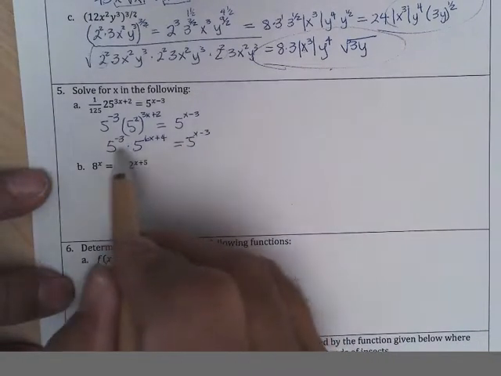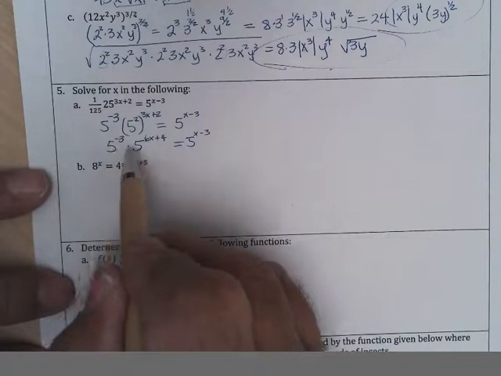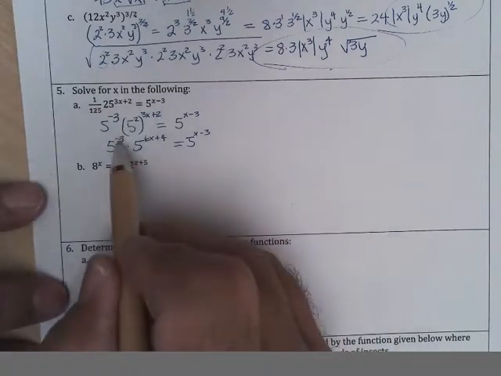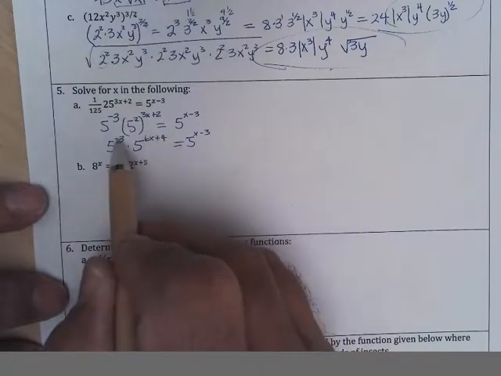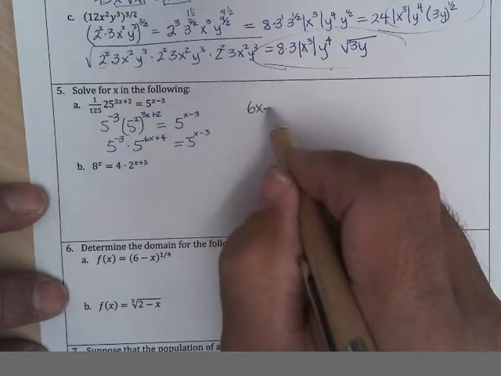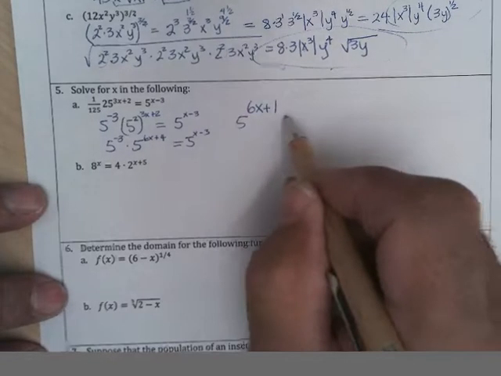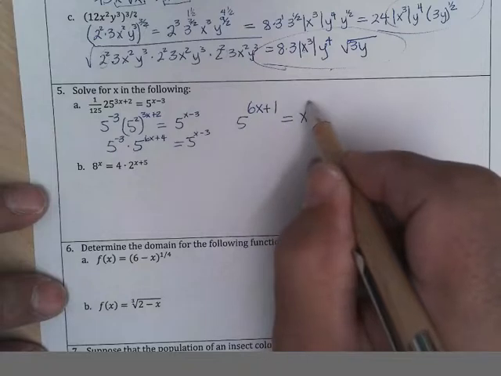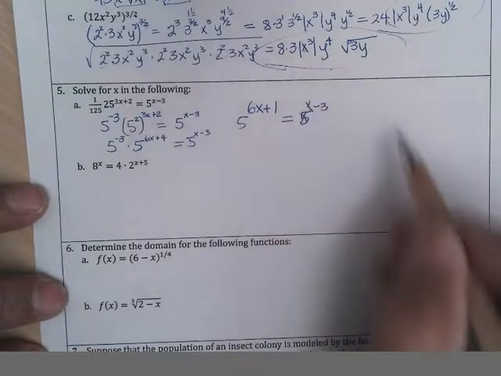And when you multiply with the same base, you add the exponents. It has to be the same base. So we've got 6x plus 4 minus 3, which is 6x plus 1, equals 5 to the x minus 3.